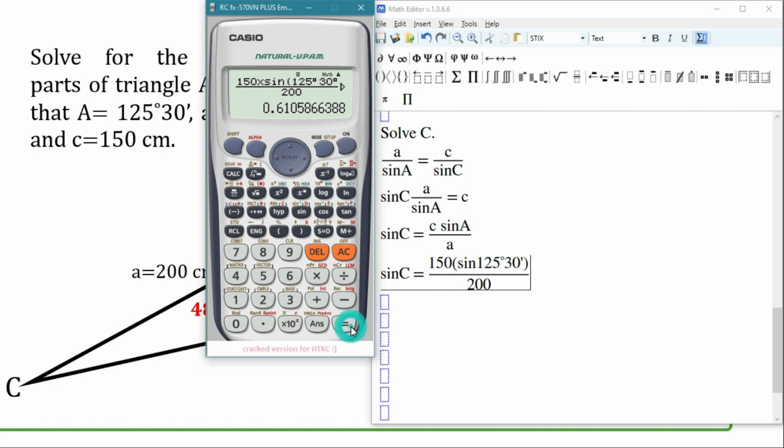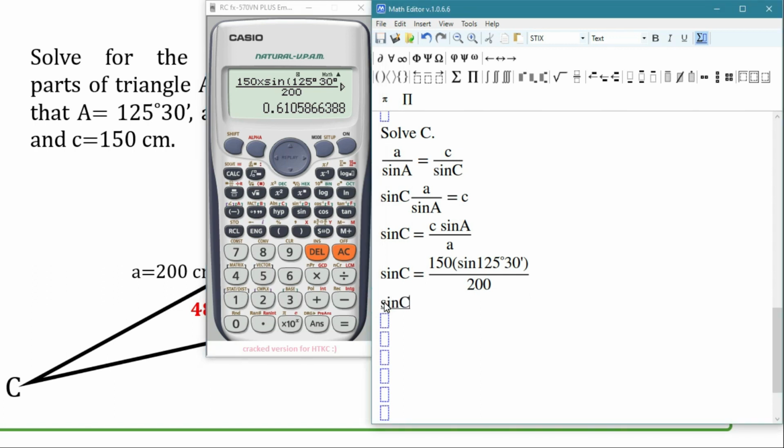Alright, there you go. So, that's going to be equal to 0.6105866388. Alright, so that is the sine of C equals 0.6105866388. Now, hindi pa ito yung value ni angle C. Ang hahanapin pa natin is the inverse function by either looking at the table of the trigonometric function values or by using our calculator. So, para makuha natin yan, C would be equivalent to what?